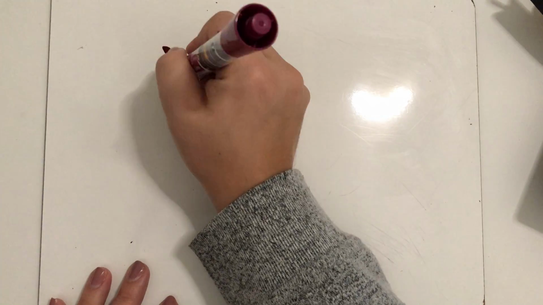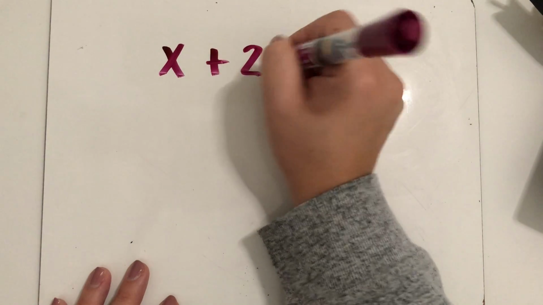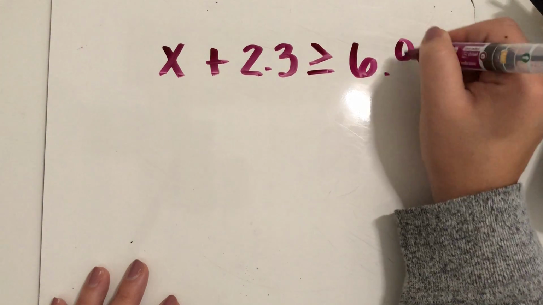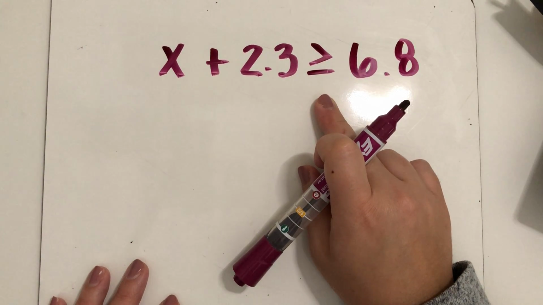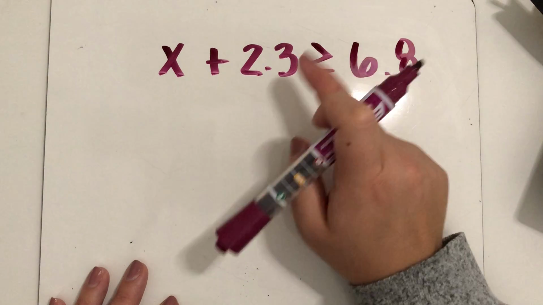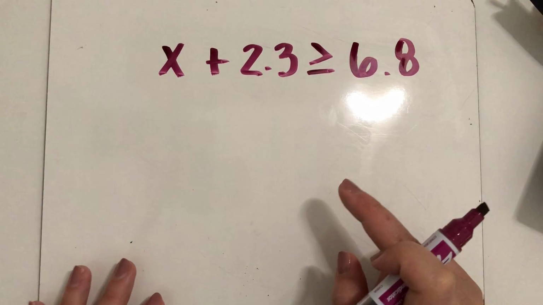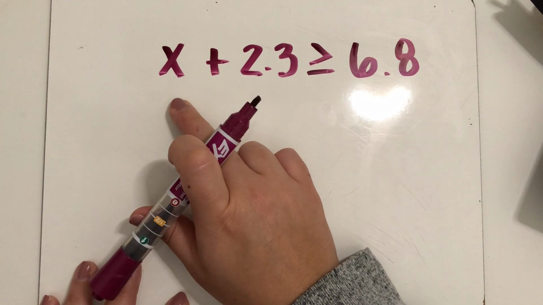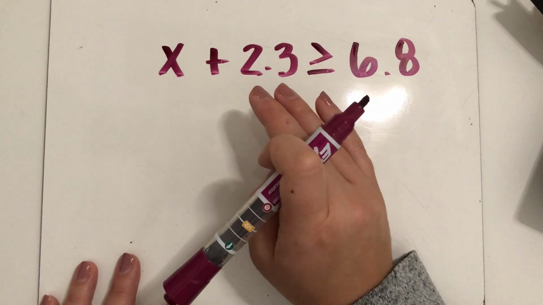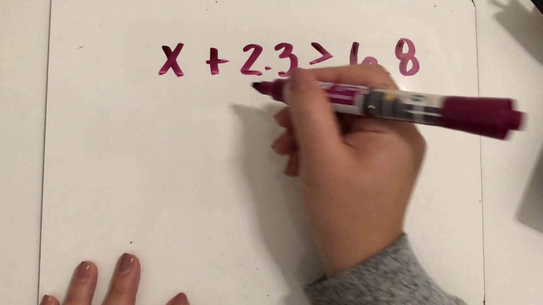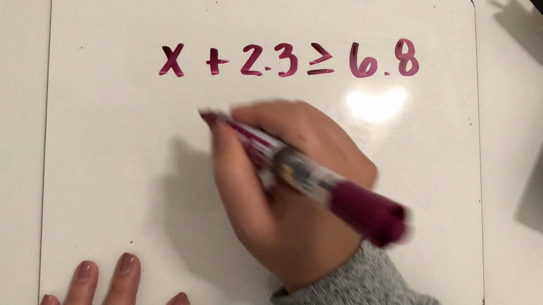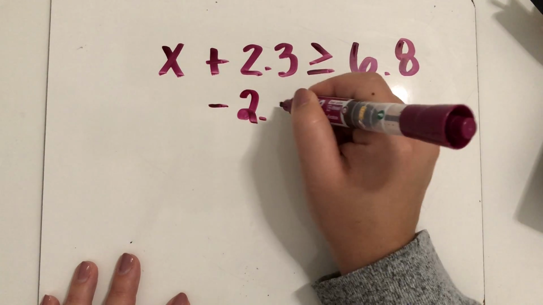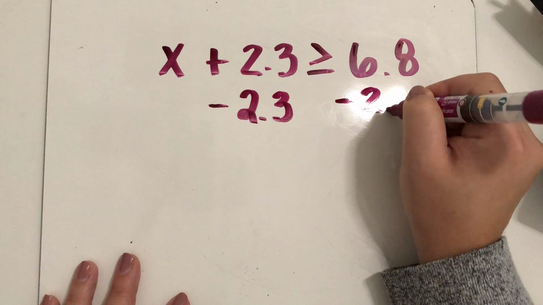So I have x plus 2.3 is greater than or equal to 6.8. So right here, if I were to graph this, I'd be dealing with that closed circle over whatever my solution ends up becoming. So again, I want to go ahead and get this x all by itself. I need to remove this 2.3 and get it over there, okay? So I'm again going to do the opposite of what's there. So if I'm adding 2.3, that means I'm going to subtract the 2.3 from both sides.